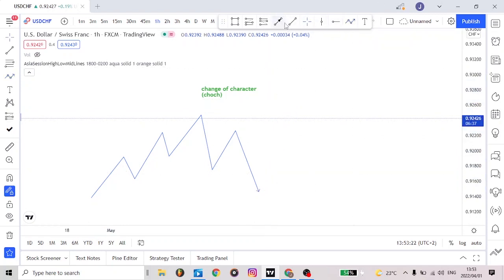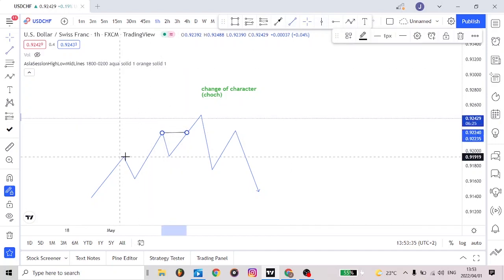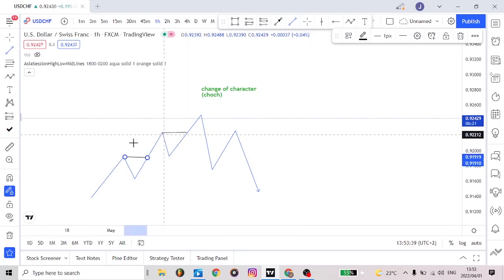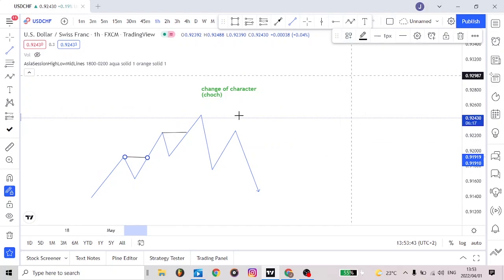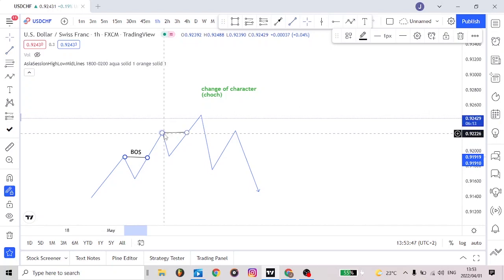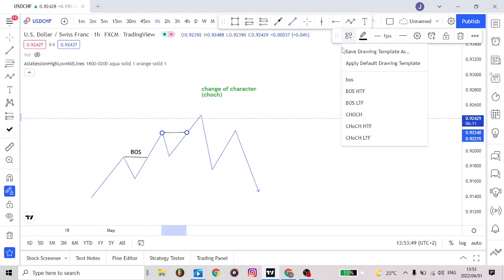Now here we're gonna have our break of structure. Nope, here we're gonna have our break of structure. This is our break of structure. You can go ahead and name that. That's our break of structure.